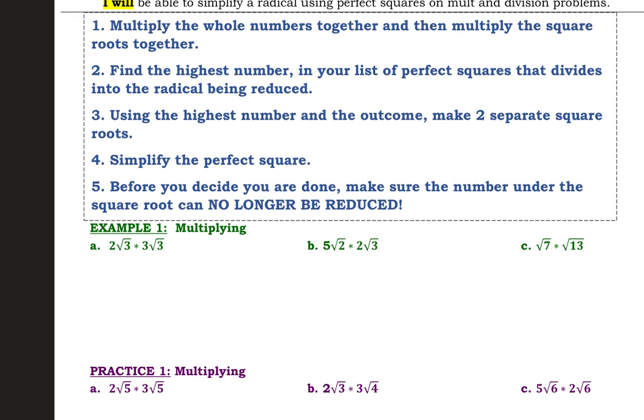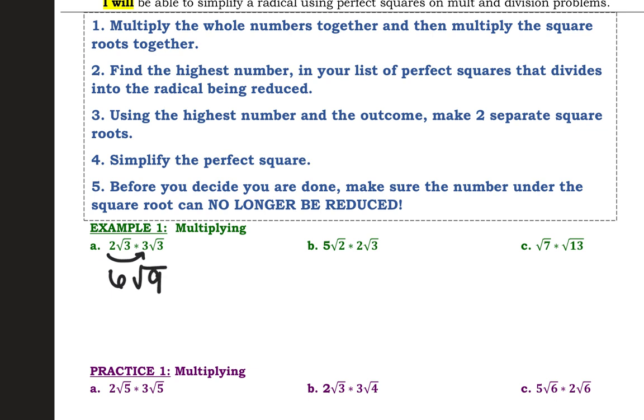So what are my whole numbers on example 1A? 2 and 3. So you're going to do 2 times 3. 2 times 3 is 6. Then it says, now multiply the square roots together. What is square root of 3 times square root of 3? What's 3 times 3? Square root of 9.